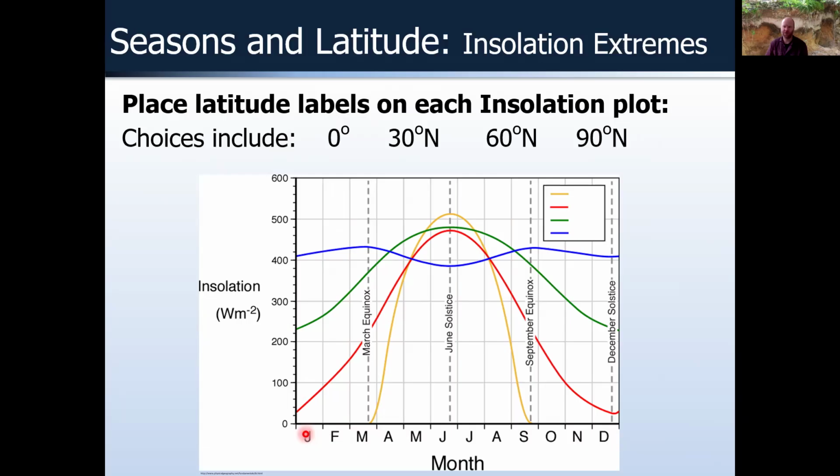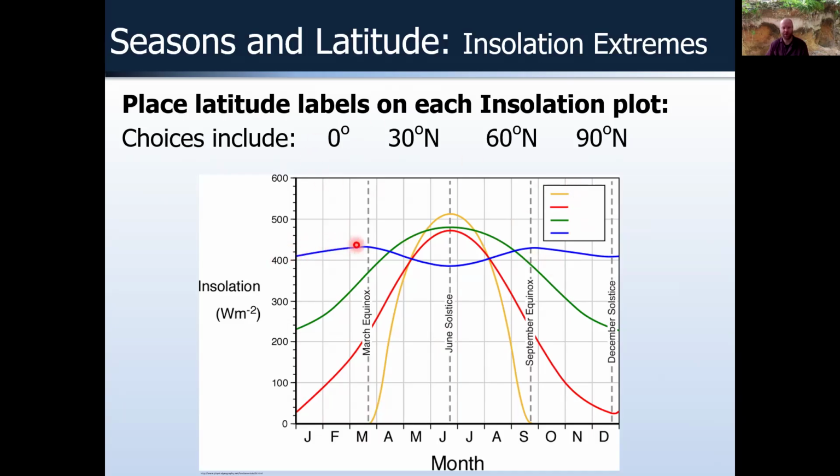What place on Earth for several months doesn't receive any sunlight? Well, the answer would be the North Pole. The only graph here that is receiving 0 insolation is this yellow plot. So you could match 90 with the yellow plot. Then I encourage you to pause the podcast and work through this on your own, thinking about which one here is 90, and then it could be going down: 60, 30, 0.